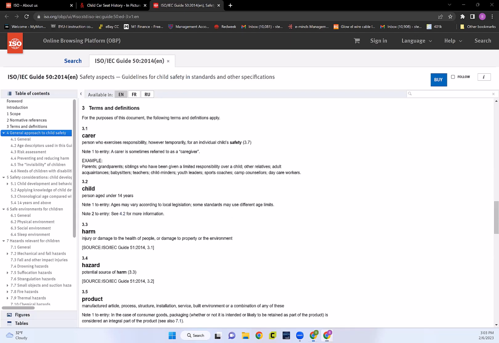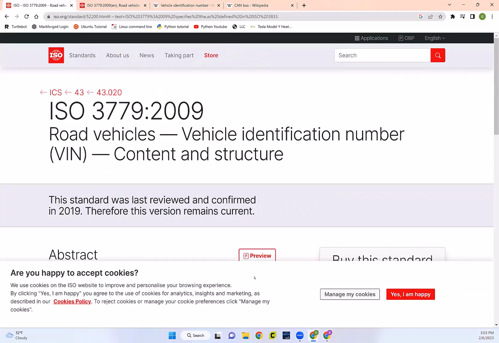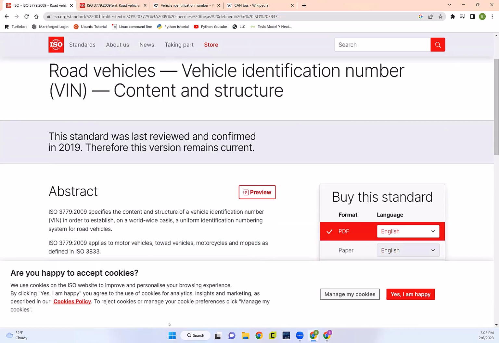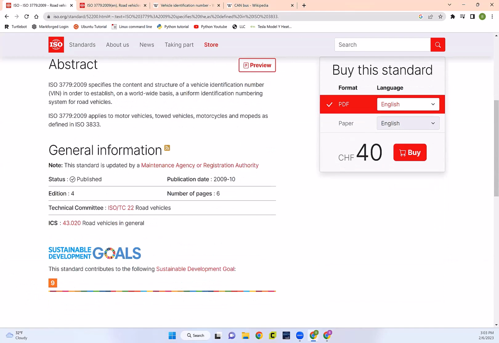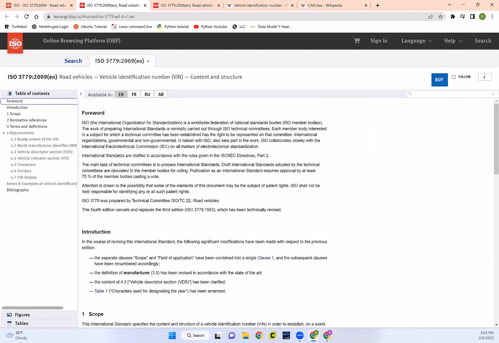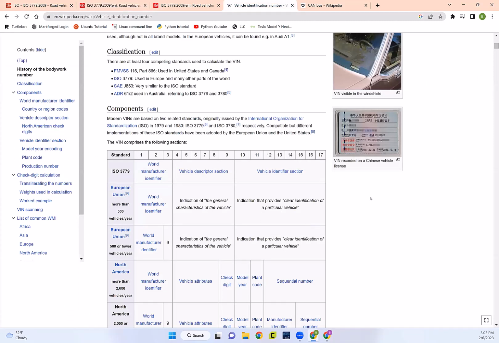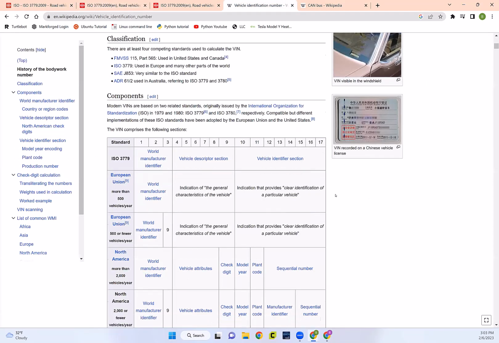One of the standards that I like the most by ISO is that VIN structure. Yes, I'm happy with my cookies. Thank you very much. So if you look at the preview, unfortunately, the abstract doesn't provide that much. I want to see, hey, give me the basic content of a VIN, and it won't. However, we're able to find that in our wonderful Wikipedia.